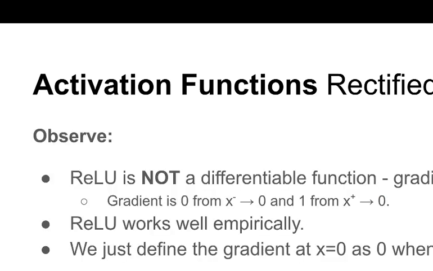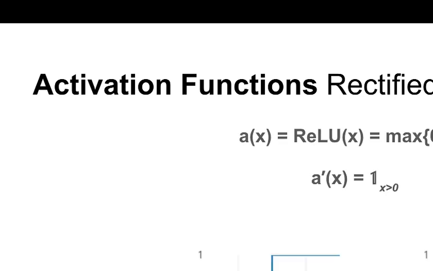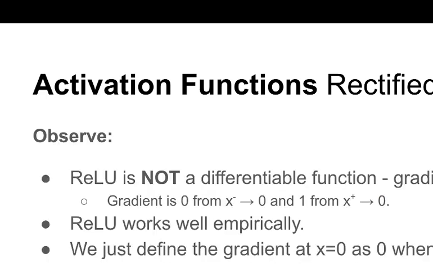Nice and easy. So one thing you might notice is that ReLU is not a differentiable function, because the gradient at x equals 0 is undefined right here: if you approach from this side, it's equal to 0, but if you approach from this side, it's equal to 1, right? But that's not a problem, because in machine learning, a lot of things are empirical. Since it works so well empirically, we just define the gradient at x equal to 0 as 0 when we implement it, and it doesn't cause any problems. We just use it because it works so well.